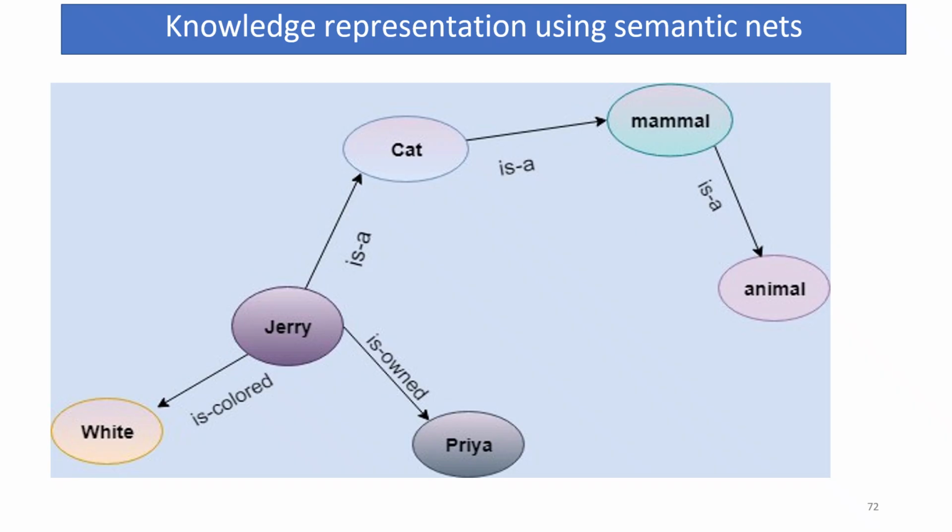So the semantic network shows the final conclusion: Jerry is a cat, cat is a mammal, mammal is an animal, Jerry is owned by Priya, Jerry's color is white. Through inheritance, we can conclude that Jerry is a mammal and an animal. This is how the semantic network represents knowledge using the nodes and the relationships between them in a graphical format.